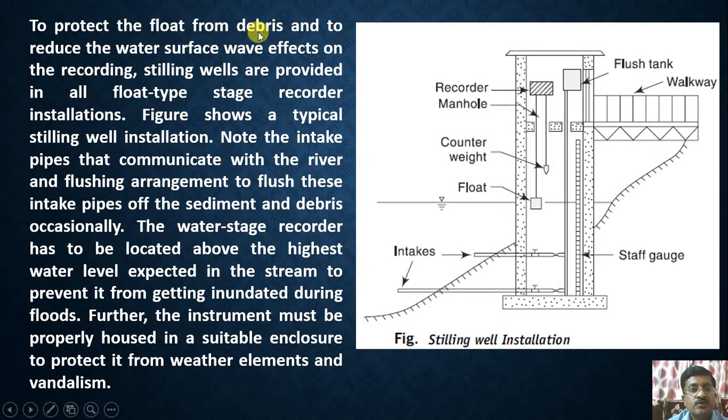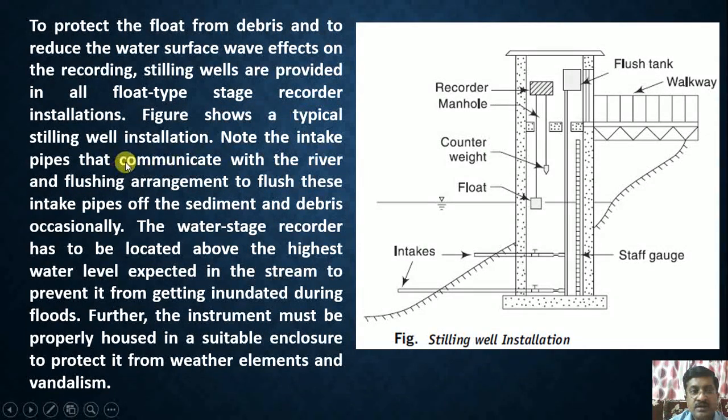To protect the float from debris and to reduce the effect of water surface waves on the recording, stilling wells are provided in all float type stage recorder installations. Now in the figure you can see the recorder, the manhole, the counterweights, and the float. Then to approach this, a walkway is there, and in the intake, a stop gauge is also provided. So the figure shows a typical stilling well installation.